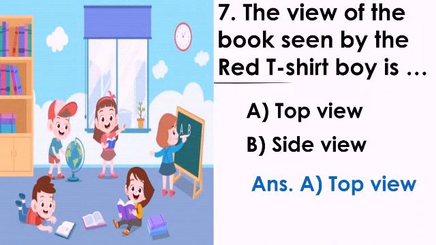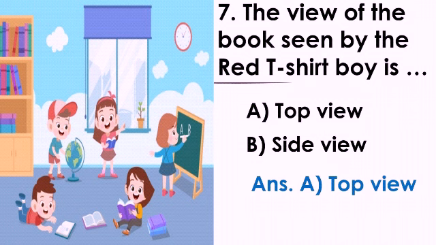Let us read the 7th question. It is also a very interesting question. The view of the book seen by the red t-shirt boy is option A, top view, or option B, side view. See, you know how we can see the top view of an object, the front view of an object, and the side view of an object.